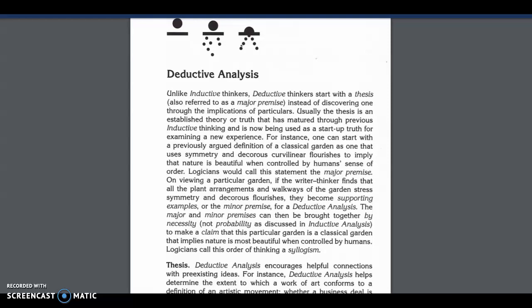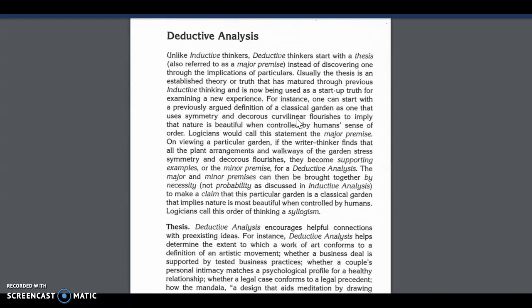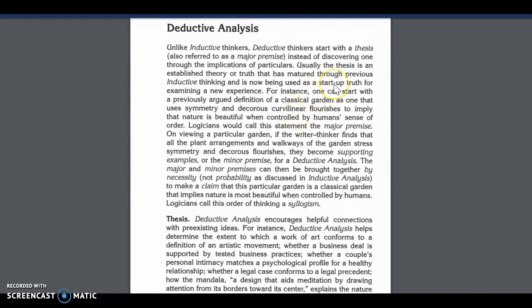But let's take a look at what the Hoffmans talk about here with deductive analysis. Let me just start off here. Okay, unlike inductive thinkers, deductive thinkers start with a thesis, just like I said, also referred to as a major premise, instead of discovering one through the implications of particulars or through the implications of our sources. I think that would have been a better worded way to say that there. I didn't write the textbook, so I can't. They have the textbook, so got to work with it. Actually, it's a great textbook. I'm saying more, so like I haven't written one.